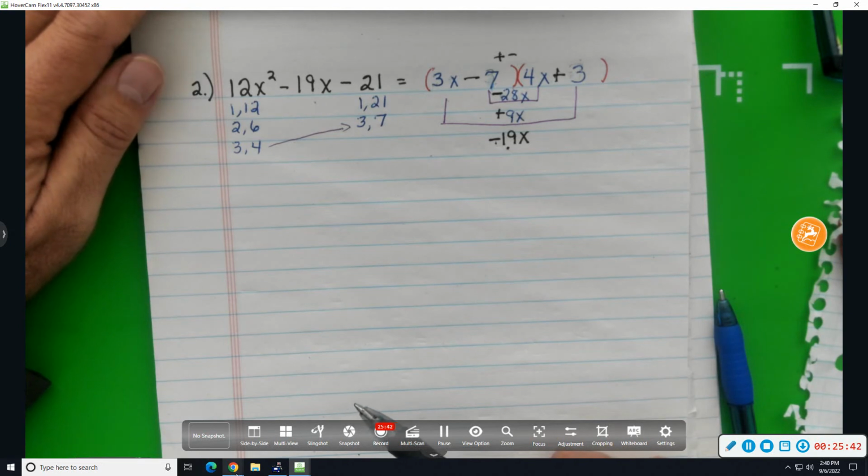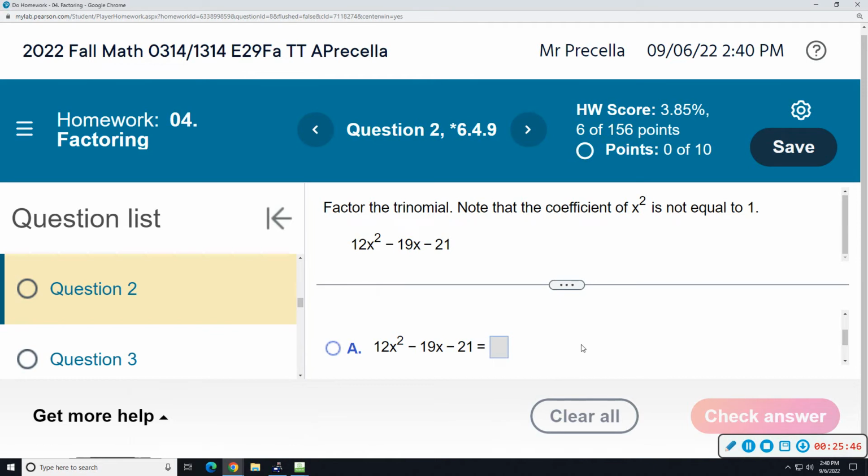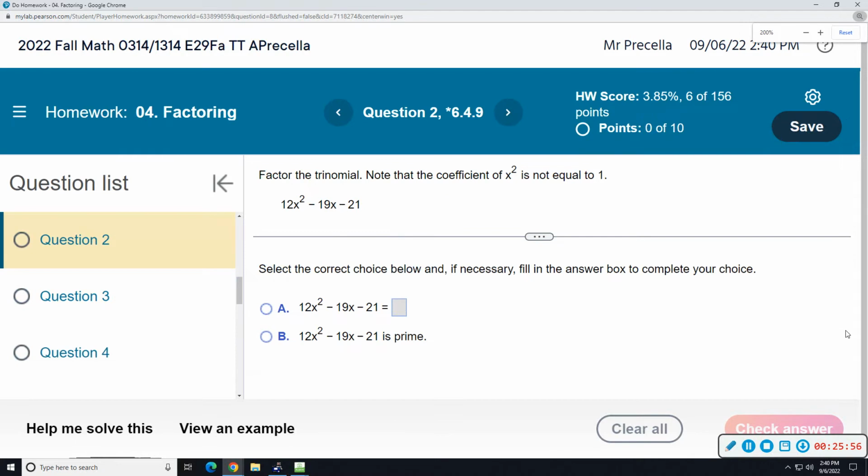So type these in without ever hitting a space key. Oh, by the way, notice when I'm typing it in, it's hard to tell the way I've blown it up so much. Hold on. Let's see. You see there are two options here. One of them is factorable, and they want us to type the answer in there.